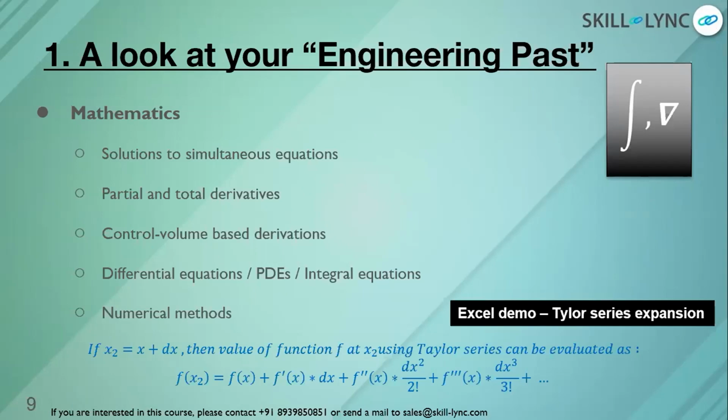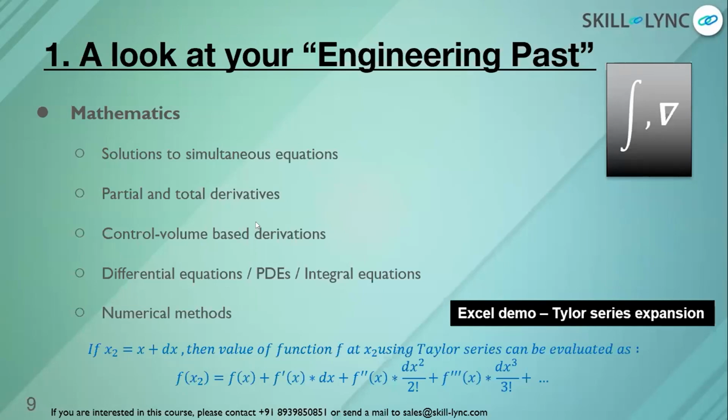So what is known to me? I have another number x, and I know the value of the function at x, that is f of x. For example, if x2 is 1.1 and x is 1, then I am going to define x2 as 1 plus 0.1. So what I'm trying to say is dx is a small increment from x that will give me x2. Just to reiterate, I want to evaluate the value of the function at x2. What I know is the value of the function at x.